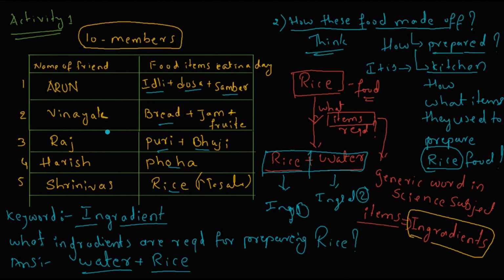Then we made a list of items of people who ate, and I requested you to prepare a list of at least 10 members and what they eat. In that case we found different items as well. And to prepare one item, what items are required, that we also understood. The items are nothing but ingredients. The word ingredients is the main keyword. I request you to concentrate on this word. It is very important while writing an examination. Use this word. To prepare rice, water and rice are used: this is ingredient one and this is ingredient two. So this is the third question we came up with.